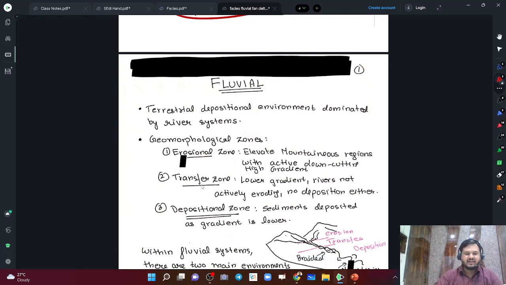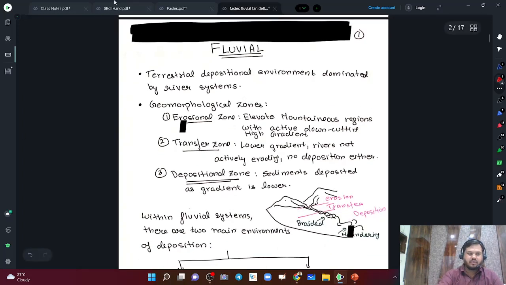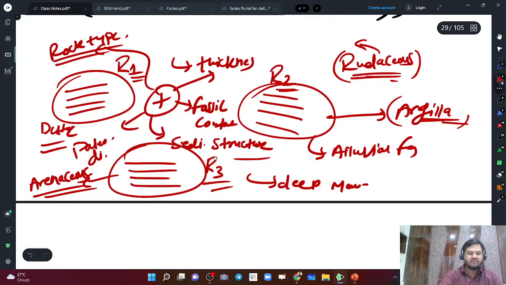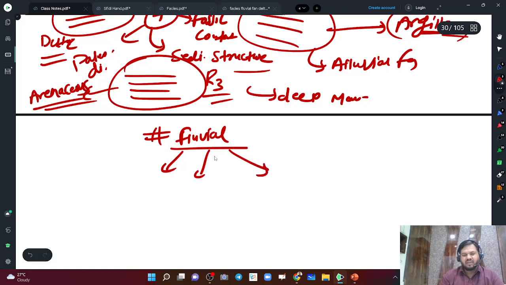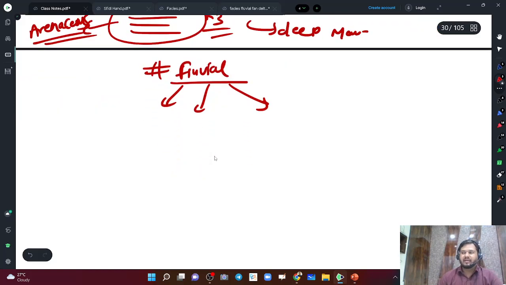So in terrestrial sedimentary environment, what do we have? We will cover these three. We will cover mostly fluvial. So in fluvial, tell me where all do we get? अभी मैंने बताया था where all do we get deposition, where sedimentary deposition happens. Tell me the area, the region, or the name of the landforms.